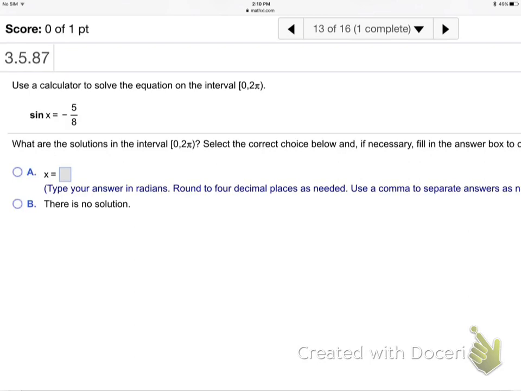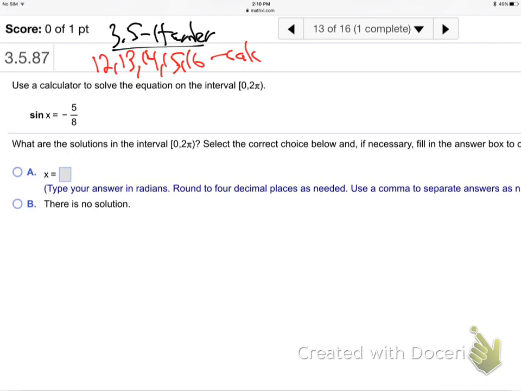Okay, here is the second part of the lecture for section 3.5, the harder ones. I'm going to give you some rules to help. These are the last few problems. This is for 12, 13, 14, 15, and 16. These are calculator problems.